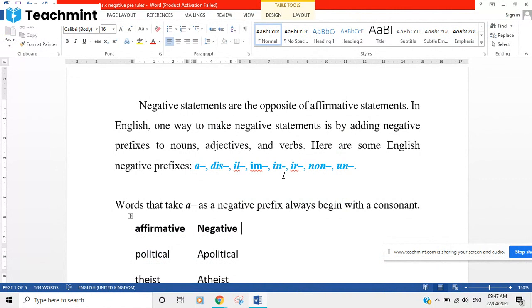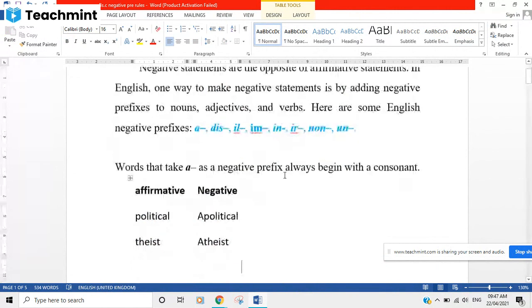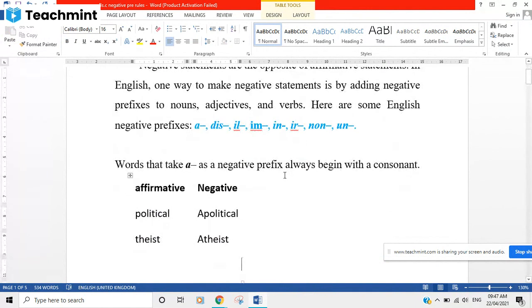There are some rules, and if you follow those rules, we will definitely understand how to make a word negative, right? So first we will try to understand how to make a word into negative form by using the prefix a, that is a at the beginning of a word. So the prefix a is used only before a consonant sound.